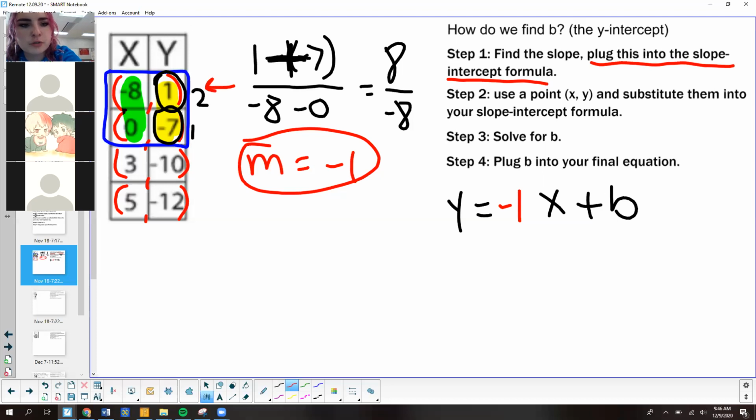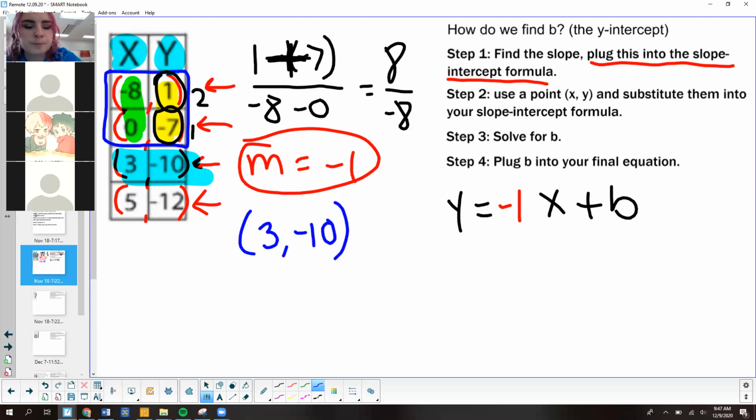We've got this option, this option, and this option. So I'm just going to pick a random one that I feel like picking. I'm going to highlight it. I'm going to pick 3 comma negative 10. Remember, that's written in x comma y format. So I'm taking 3 comma negative 10 out of the table so we can see it a little bit better.